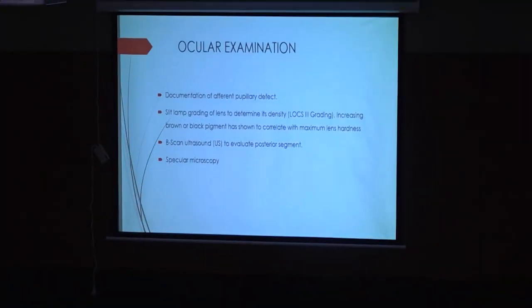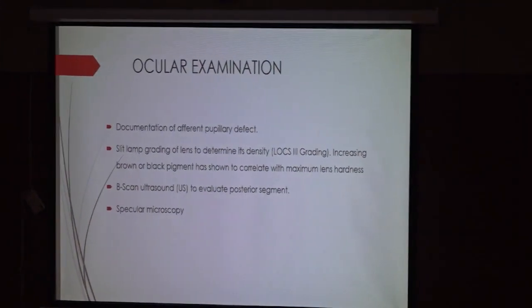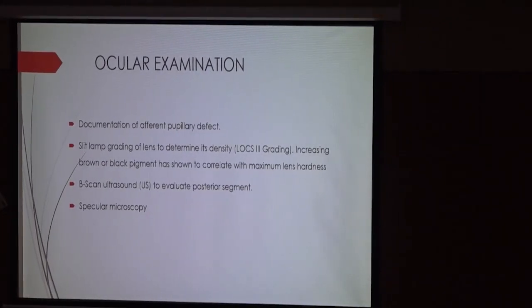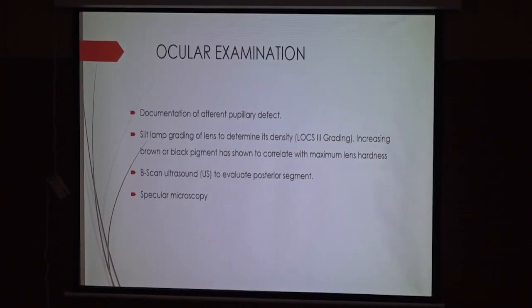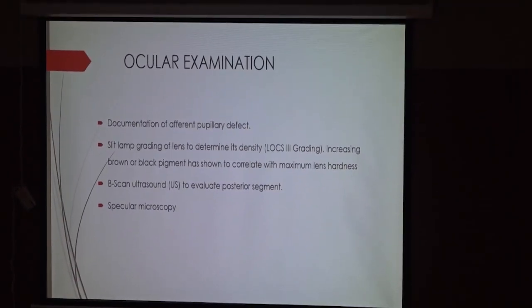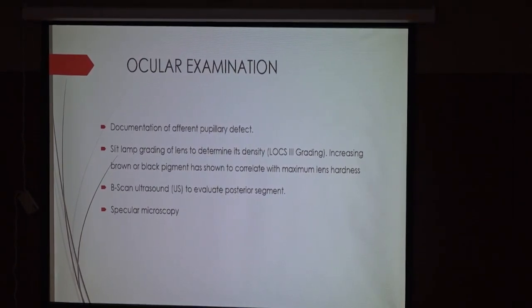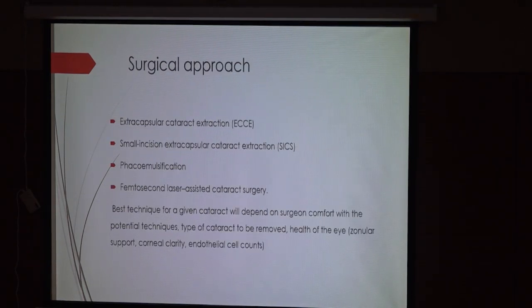the surgery. And in ocular examination, if there is any relative afferent pupillary defect, it has to be documented and it indicates poor prognosis. But still surgery has to be done because of either cosmetic reasons or to prevent complications like phacolytic glaucoma. And if you see brown or black pigment on slit lamp evaluation, this directly correlates with the hardness of the cataract. And ultrasound B scan must be done to evaluate posterior segment in these cases, and your specular will tell us the status of endothelium. And a number of surgical options are available, but I'll be focusing on phacoemulsification.